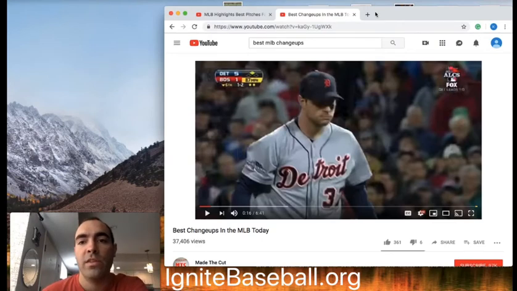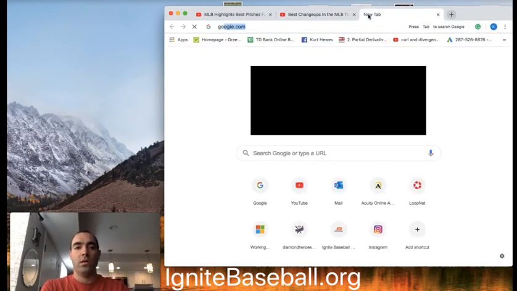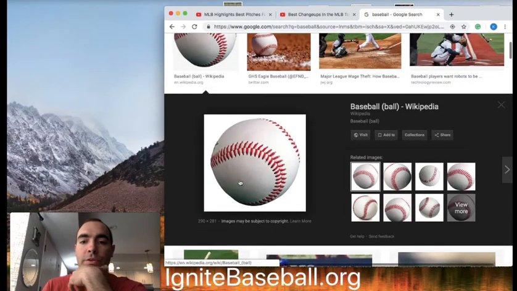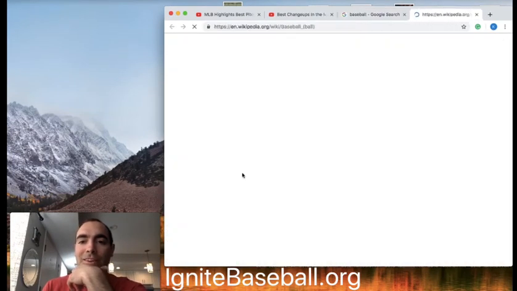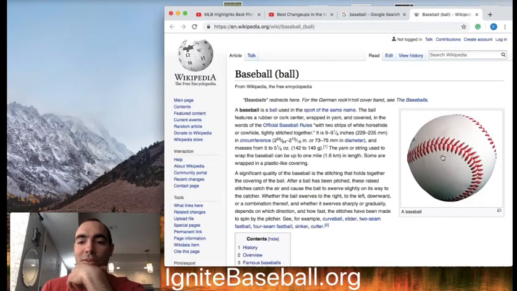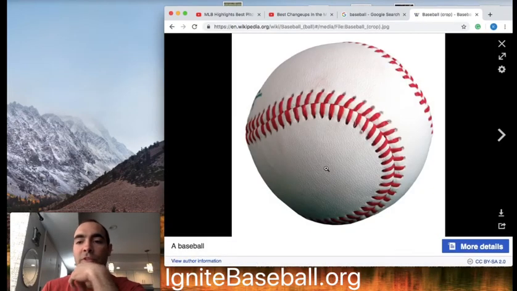So let's think about it this way, right? I'm just gonna go to Google. Cool. So here's a baseball. Not super interesting, but let's click on this picture and see if we can get a big picture of it. Okay, cool.